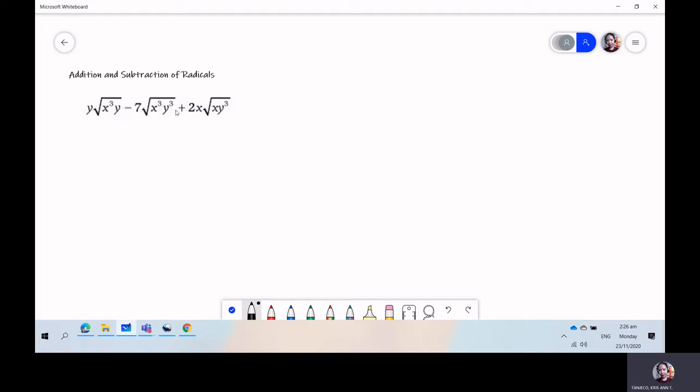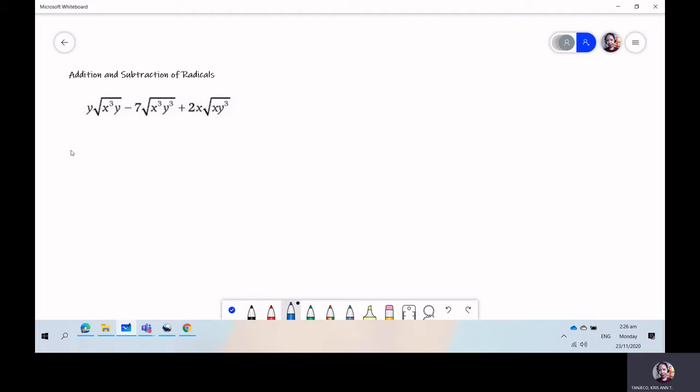So according to our first example, whenever we are adding and subtracting radicals, the radicands must be the same. For us to be able to do it, we need to simplify our radicands first. To simplify, we need to factor out the x cubed in such a way that the exponent must be divisible by the nth root here.